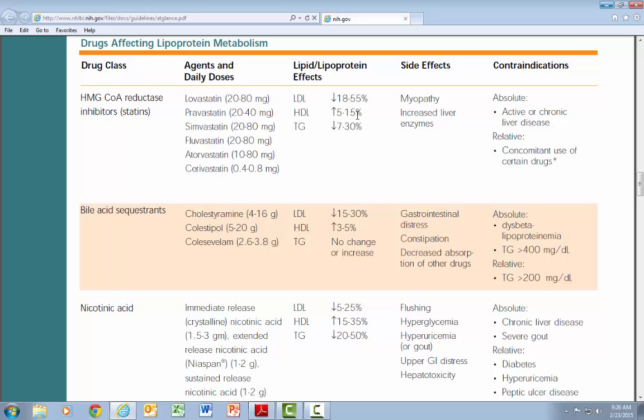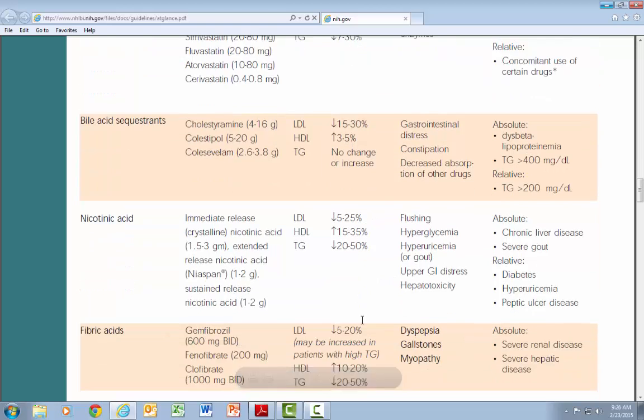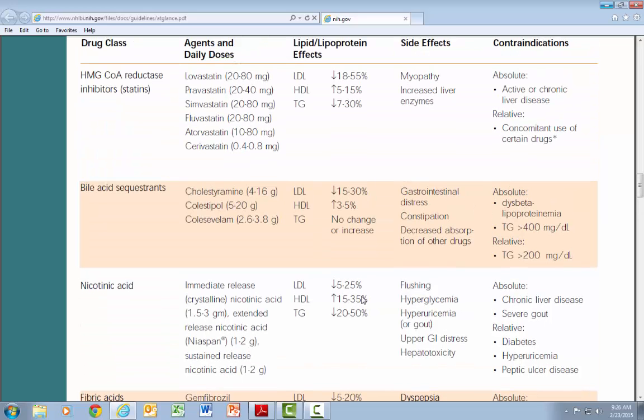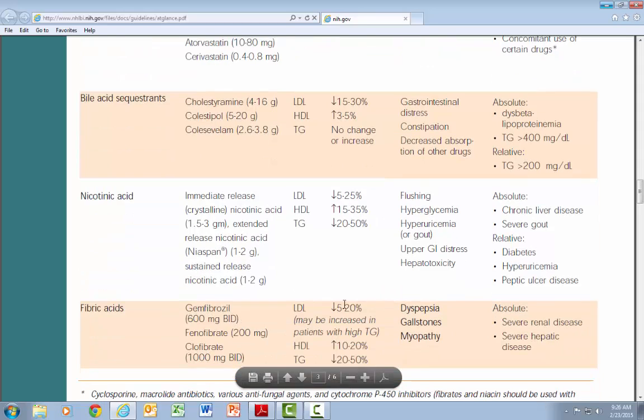If you look, statins are not good for that because they only increase it by 15%. Bile sequestrants only 5%. Nicotinic acid is very good at 35%, and also fibric acid, which is 20%. So if you would like to increase HDL levels even further, even though it's not your goal, the best medication would be nicotinic acid and fibric acid.